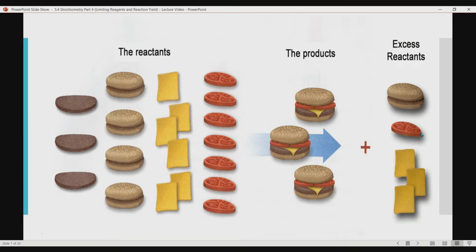So, that's the idea between limiting reactants and excess reagents. Limiting would dictate the maximum product, and then the excess are the amount of reactants that is left when the limiting reactants are consumed. Okay?